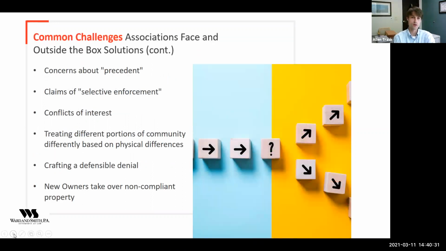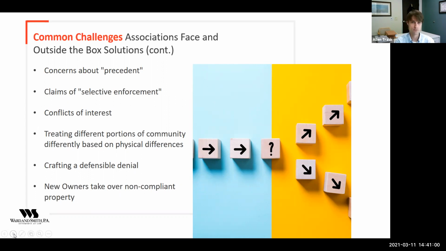Yeah, I just hear some more issues, pitfalls, that sort of thing. The concept of precedent and selective enforcement really sounds in consistency. And whatever the evolution of the architectural restriction is in the community, it needs to be consistent.